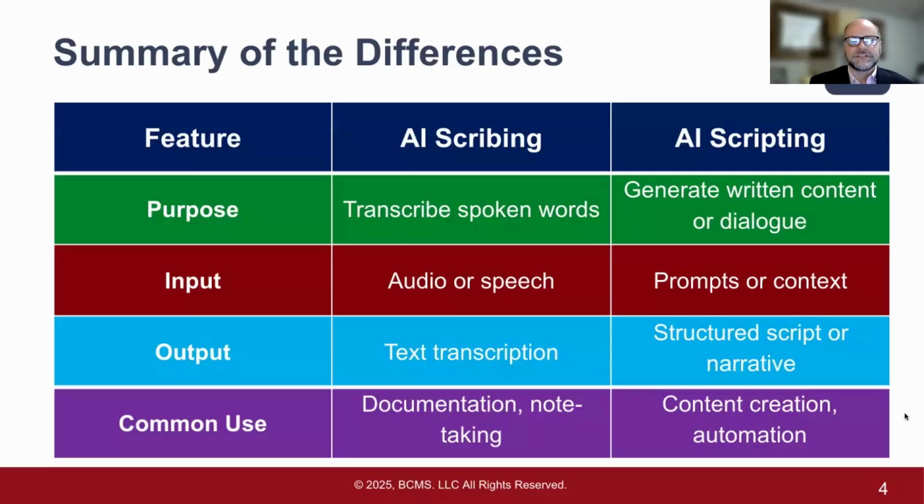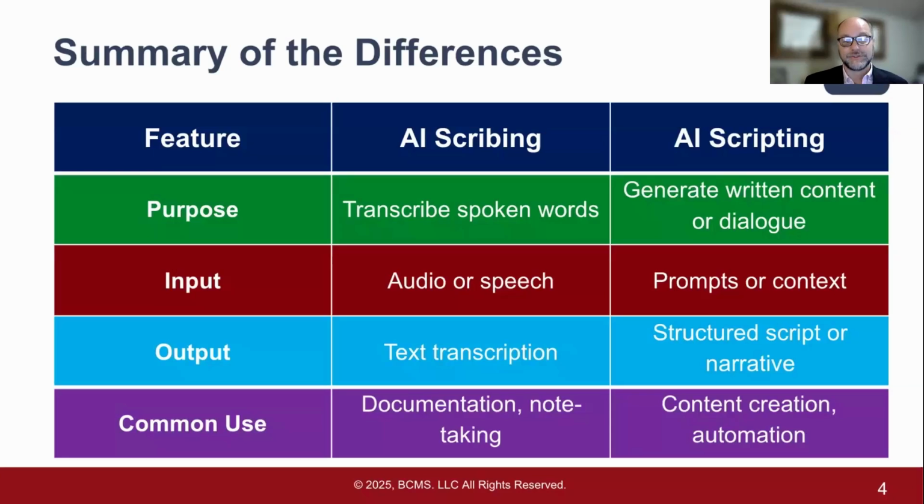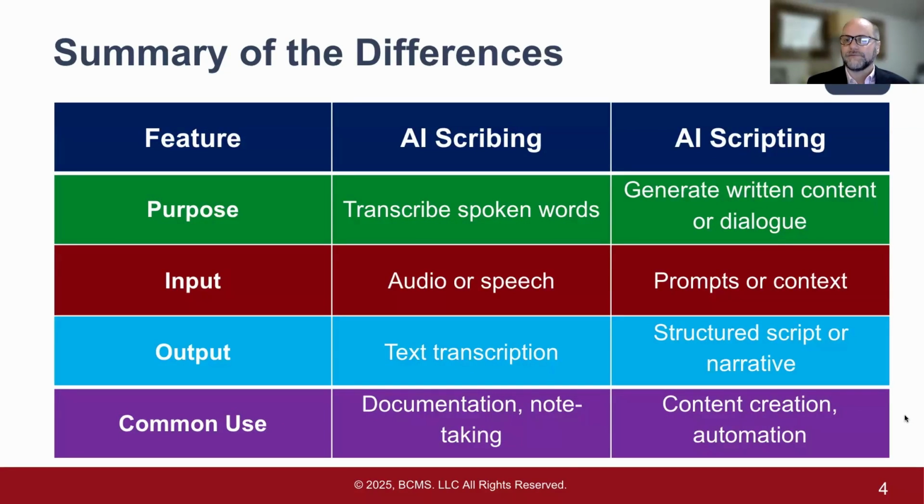And if we look at other features such as the input, what we put into the AI, versus the output, what AI gives back to us, and then some common uses: when looking at AI scripting, we have to give it prompts or content, or give that context of what we're trying to have it generate. And then the output that it gives back to us is a structured script or narrative. And so the common use is content creation and automation. But when we look at AI scribing, the input that we give is usually audio or speech. And so the output is more of a text transcription. And so some of the common uses are documentation and note-taking capabilities. Okay, next.